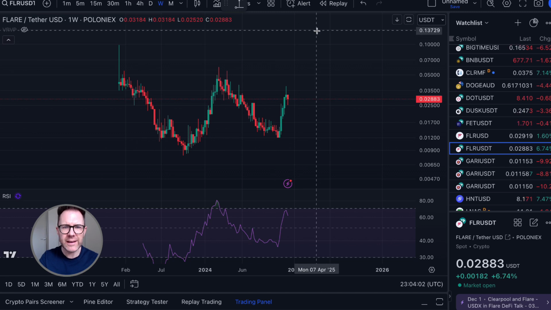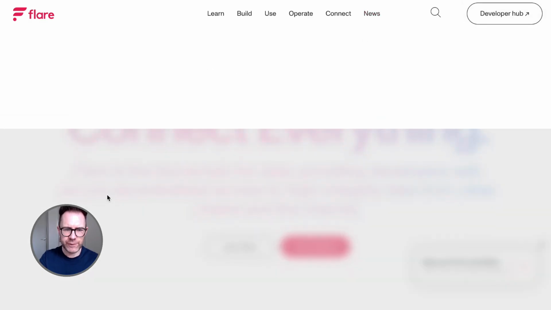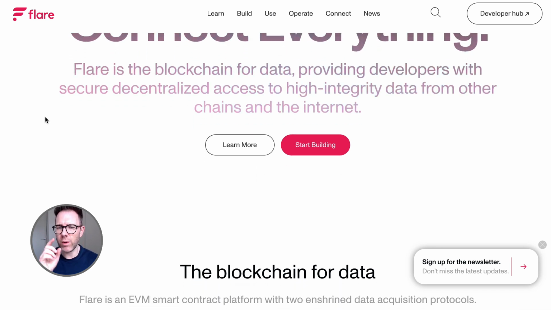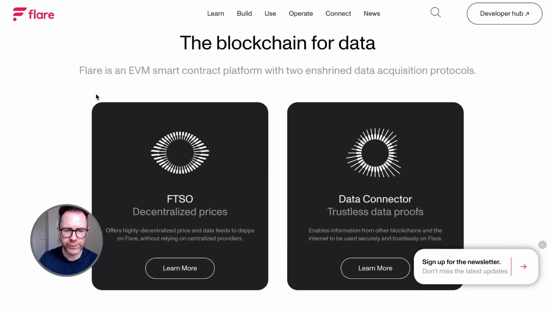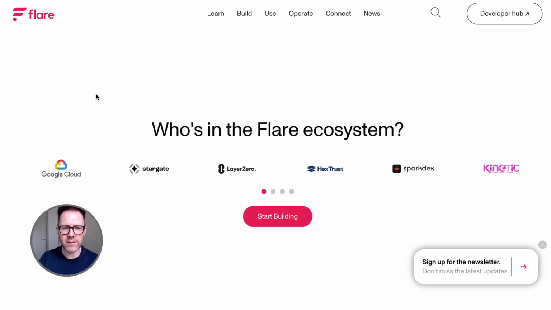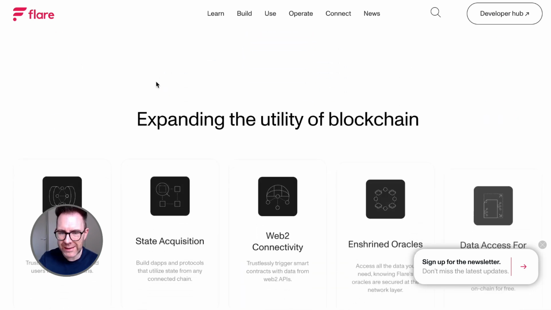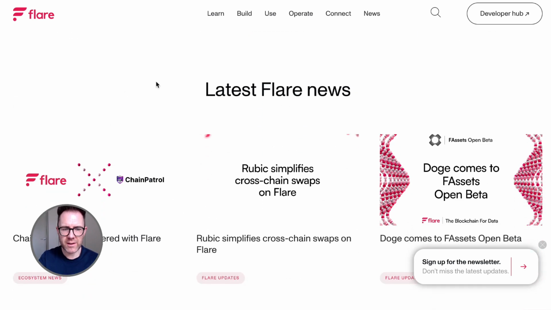Let's take a look at FLR. Let's show you the website first. What is it? FLR, connect everything. FLR is the blockchain for data, providing developers with secure, decentralized access to high-integrity data from other chains and the internet. So this is FLR.network. If you go to FLR.network, check out their website. Expanding the utility of blockchain. All about utility and the blockchain side of things.